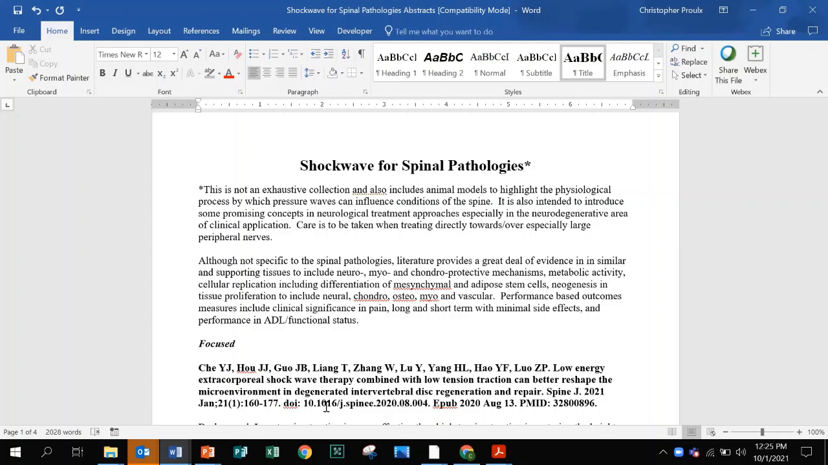I've done one in the past that was surrounding the use of shockwave with regards to treating things such as nonspecific low back pain or low back pain in general. The majority of those studies were really focused on, and they continue to be focused on as we review the literature, the outcome measures, clinical significance with regards to performance, pain, and the non-biomechanical, physiological, or pathophysiological outcomes.